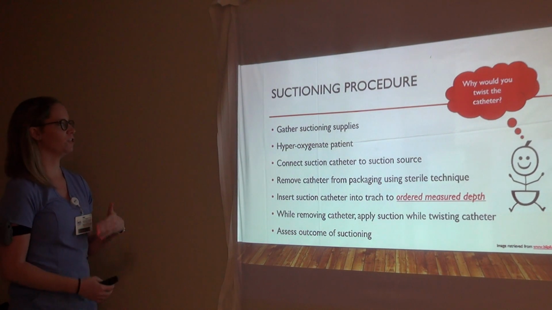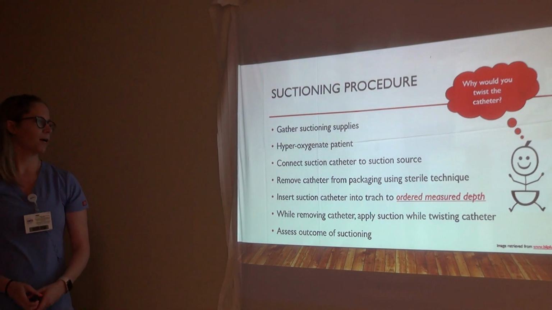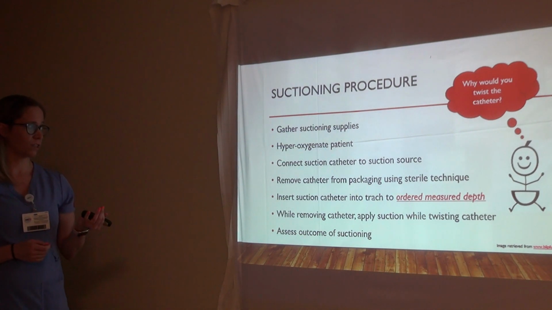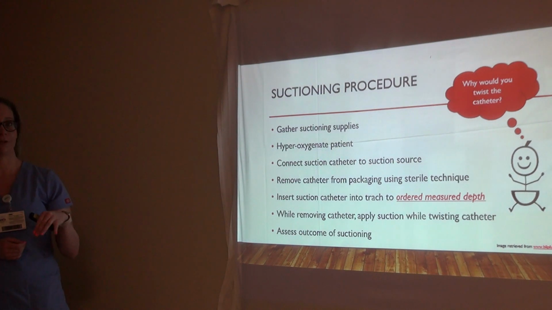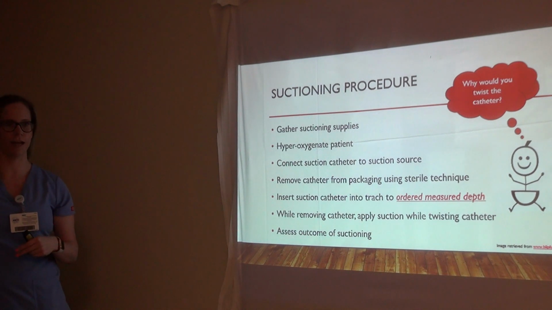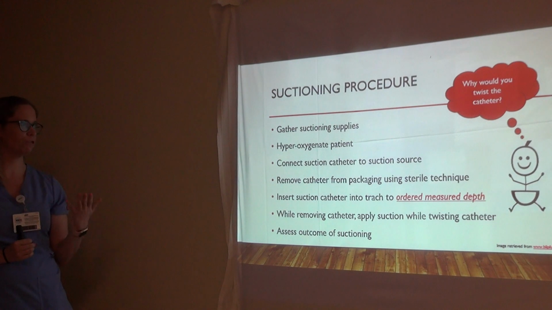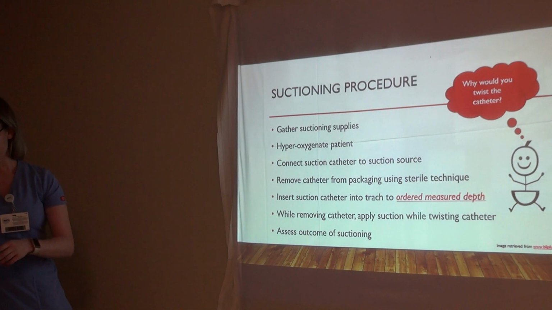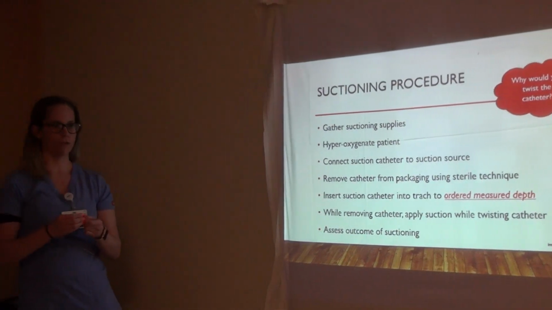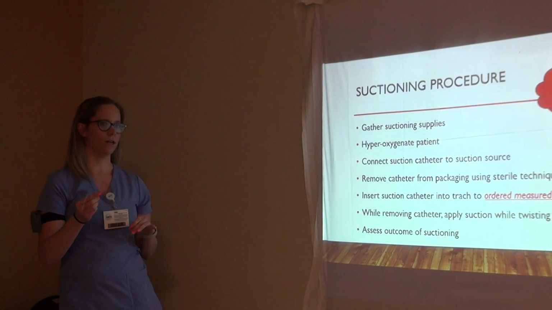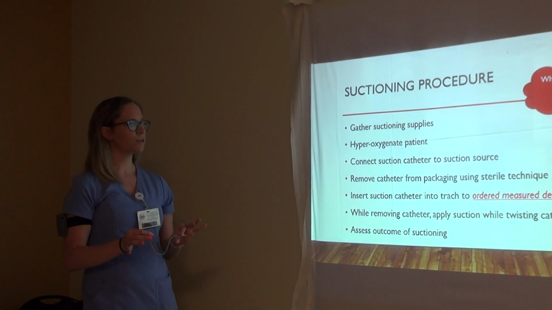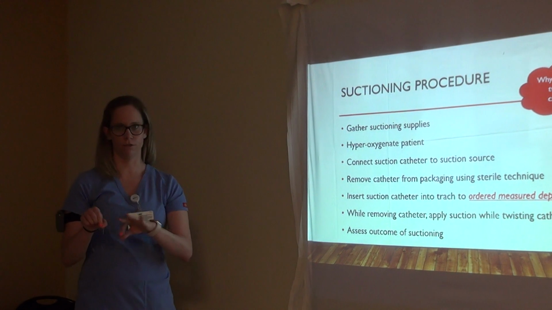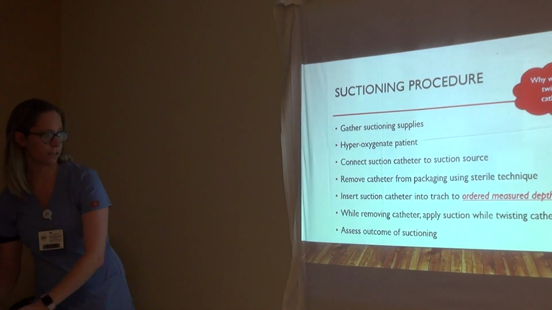You want to hyperoxygenate the patient, so you want to use a bag and give them a couple extra breaths before suctioning. Connect the catheter to the suction source, obviously, and then make sure the suction source is on. Some people recommend having some sterile water to test that the suction's on if you need to. When you remove the catheter from the packaging, make sure the end you're going to be placing inside the trach is not flying all around the room and touching different surfaces. Even though this technically isn't a sterile procedure, you want to try and use sterile technique in keeping that part of the catheter clean.